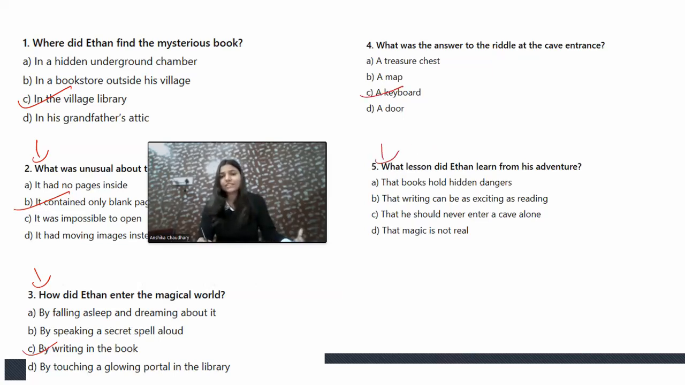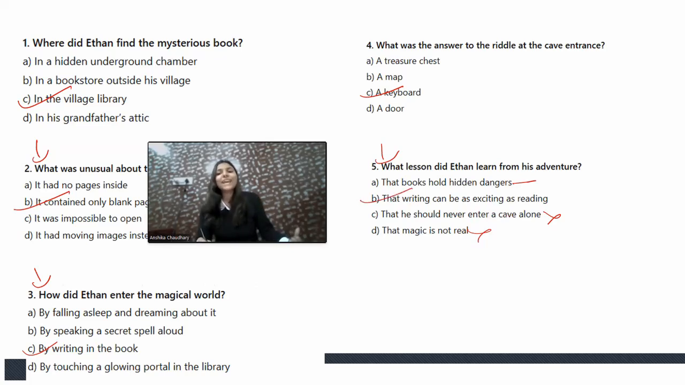The next is, what lesson did Ethan learn from his adventure? That books hold hidden dangers, that writing can be as exciting as reading, that he should never enter a cave alone. No, Ethan did not find himself in danger, and he did not decide not to enter a cave alone, etc. No, that magic is not real. No, magic is real. He found himself in a magical world. So, according to the passage and according to Ethan's adventure, magic is real, right? And also that books hold hidden dangers. Ethan has no opinion about this, right? So option number B is totally fine according to the passage.